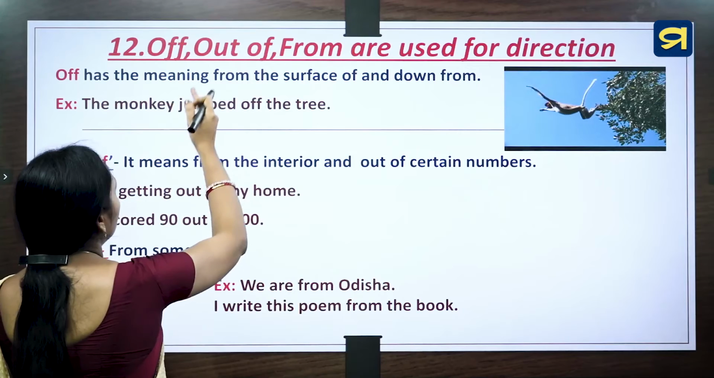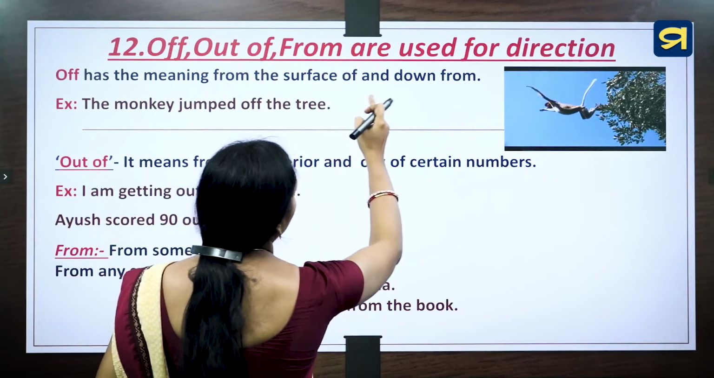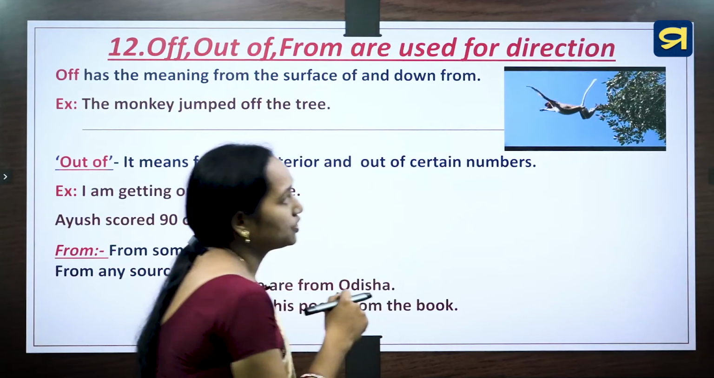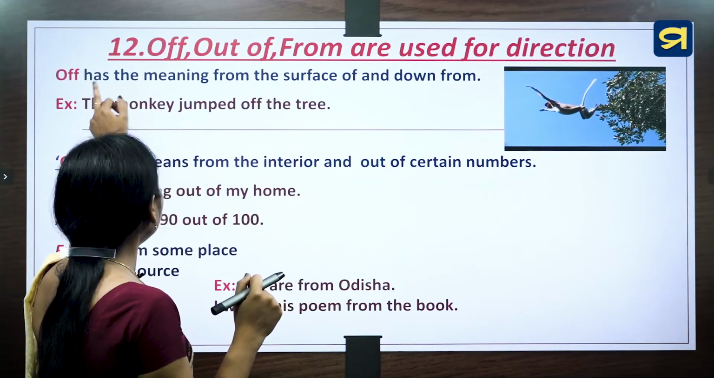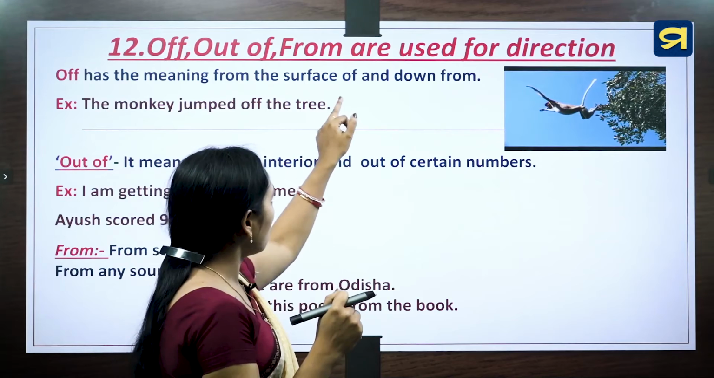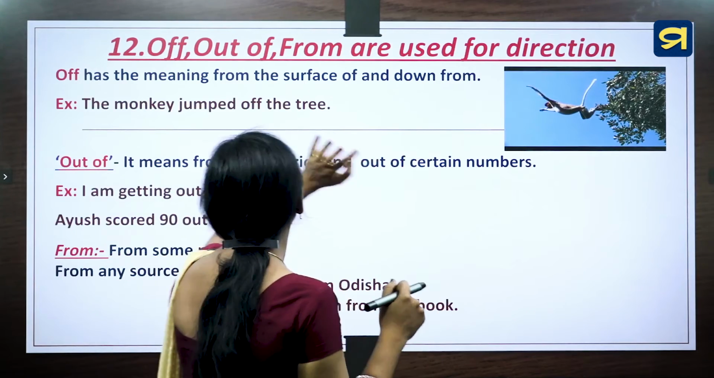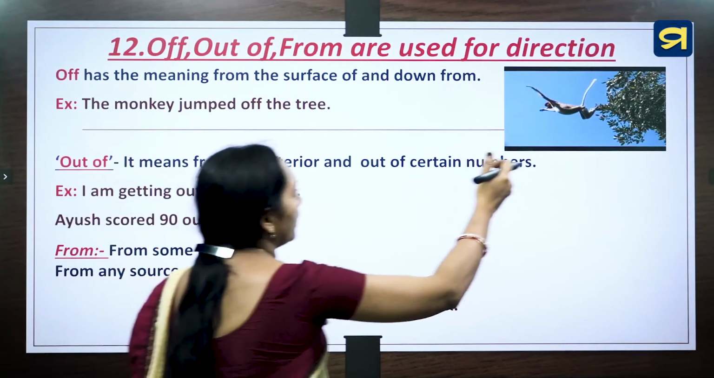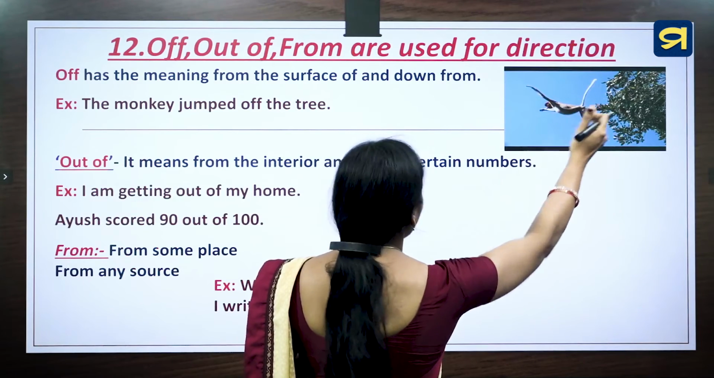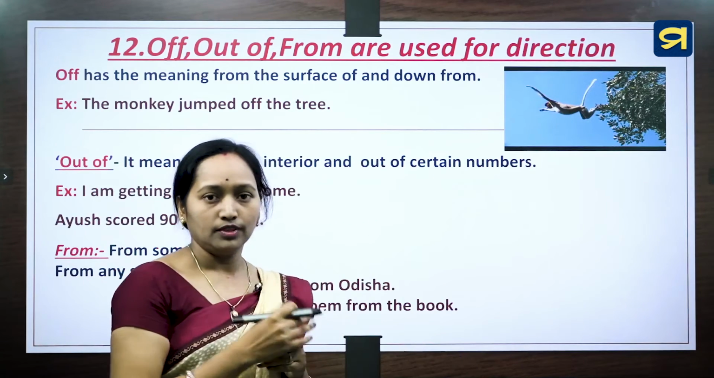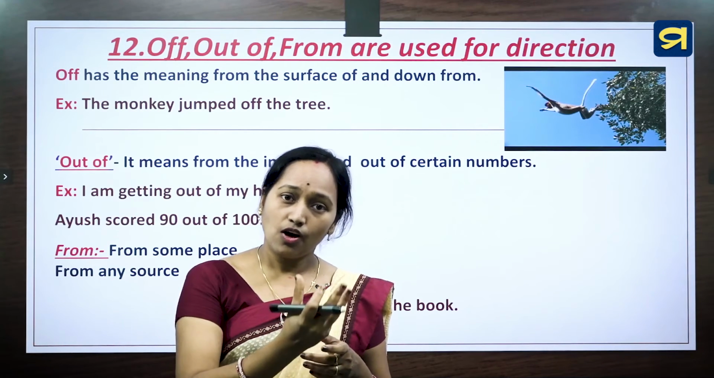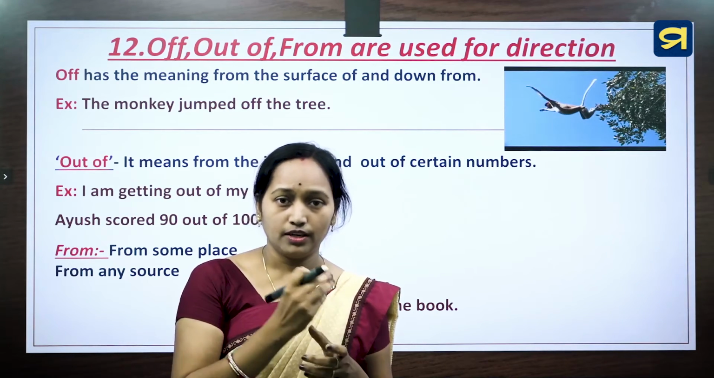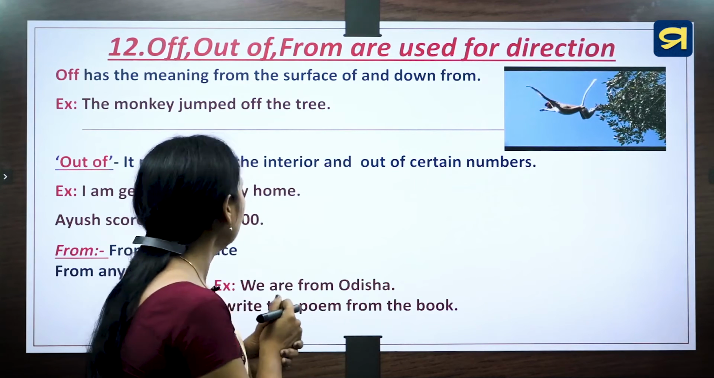Next, of, out of, from are used for direction. For direction purpose, we use these prepositions. Off has the meaning from the surface of and down from. Take for example, the monkey jumped off the tree. The fruit fell off the tree.